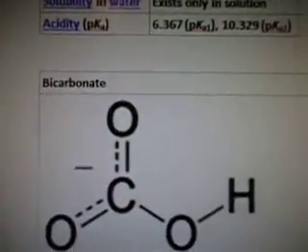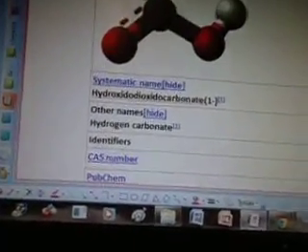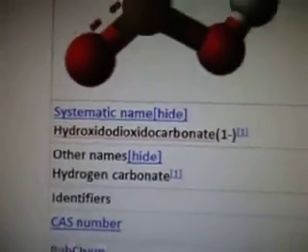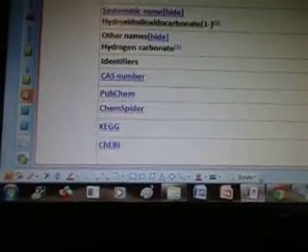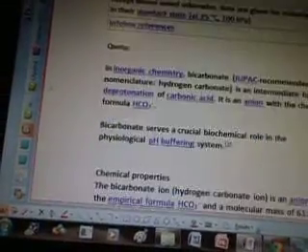And here's bicarbonate. There's the graph for that. There's the name for it. Hydrogen carbonate. And there's all the different numbers and stuff for it. We'll just skip over that. Okay, so quote from Wiki.